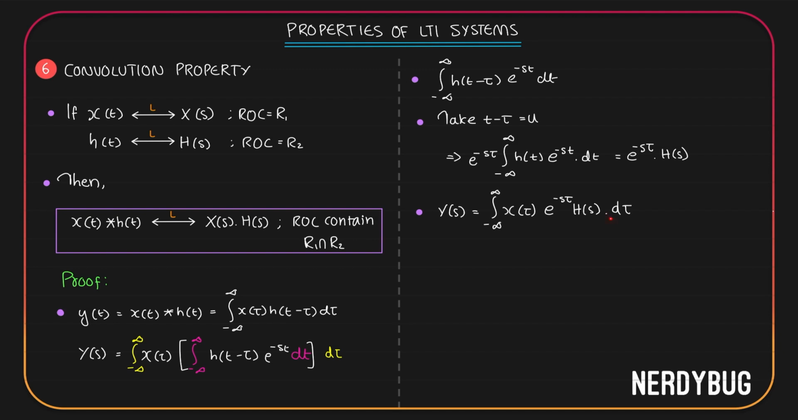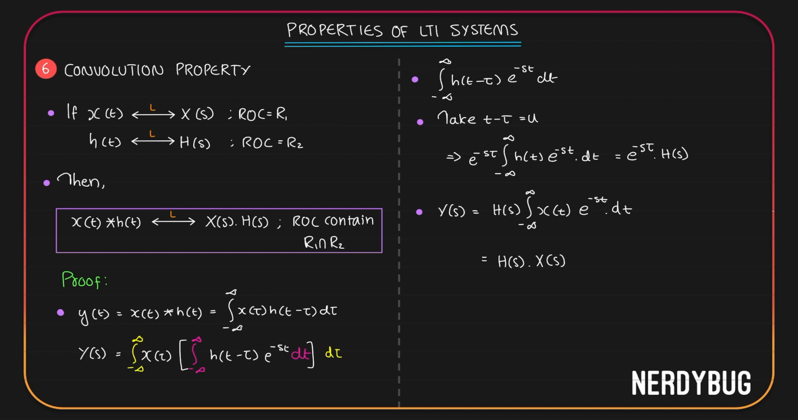Here the integral is with respect to the variable tau. H of s is a function of s, so it can come out of the integration. Now what we have over here is the integral from minus infinity to infinity of x of tau e raised to minus s tau d tau. Let us call tau t. So this is nothing but X of s. Y of s is equal to H of s multiplied by X of s.